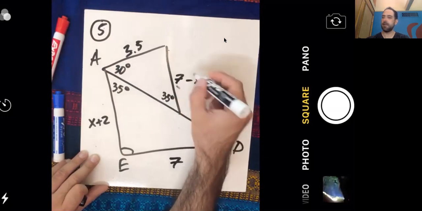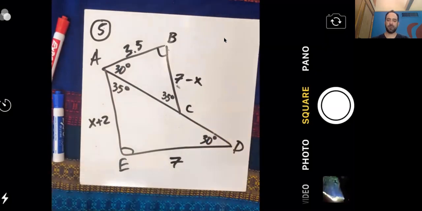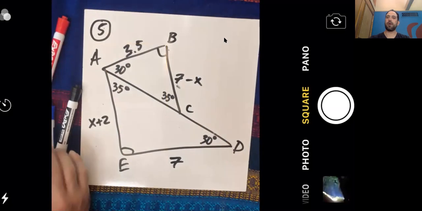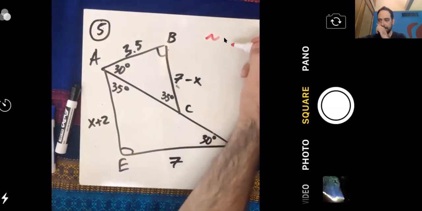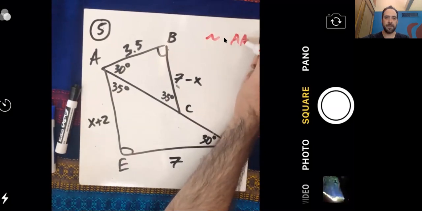All right. So this is C. That did take a while, but whatever. So let's look first. First off, are these triangles similar? So far, all we know is that we can use angle, angle to show them similar. So let's see if we have that criterion.